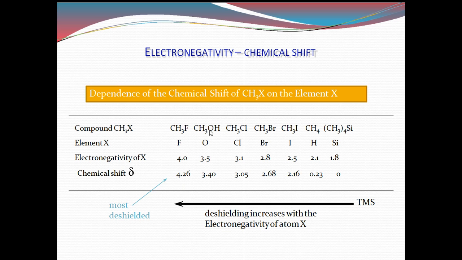And this is the proton which is present beside the oxygen. Oxygen is also electronegative, but a bit less so. So what will happen? It is less de-shielded when compared with fluorine, and the chemical shift value is decreasing. That means the chemical shift value is decreasing and it is more shielded. Okay. So it is the same case with all these compounds.